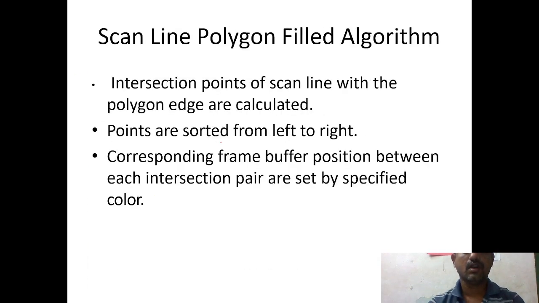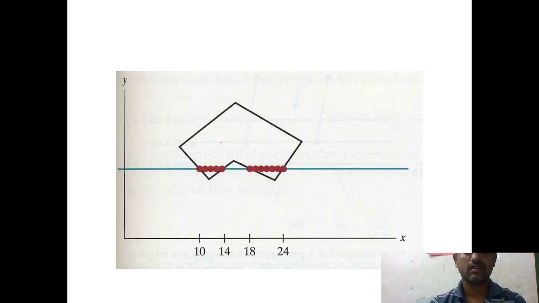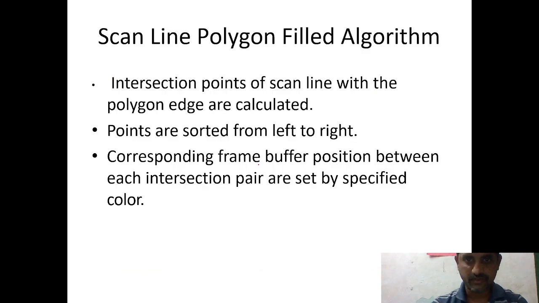Next, for example, the first one is the scanline polygon fill algorithm. Intersection points of the scanline with the polygon edges are calculated, and the points are stored from left to right, and the corresponding frame buffer positions between each intersection pair are set to the specified color. See here, you can define the specified color from the two intersection points.